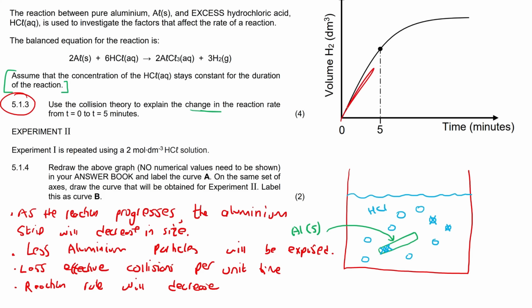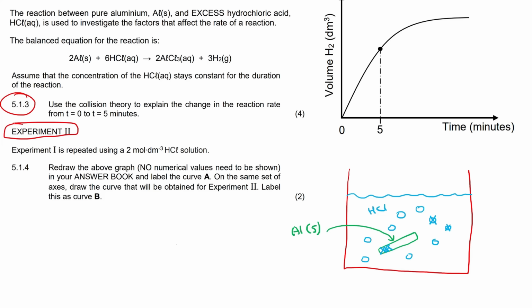So yeah, if you looked at that and you thought, hey, isn't the reaction rate staying constant? It is almost staying constant. But we know from our theory that the reaction rate has to slow down, because as the reaction starts, there's going to be some effective collisions taking place, which is going to then decrease the amount of HCl and decrease the amount of aluminium. And so it then begins to immediately slow down because now there's less particles available to react. Okay, so moving on now to experiment 2.